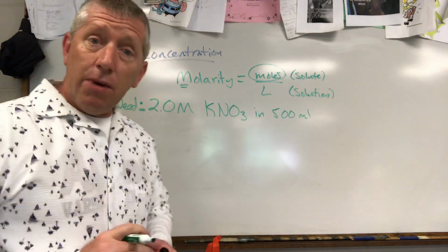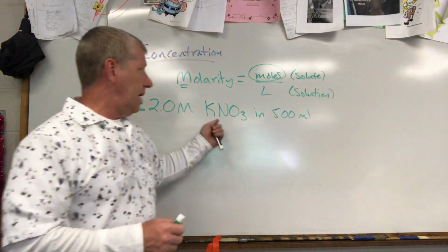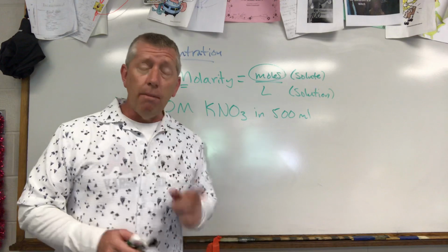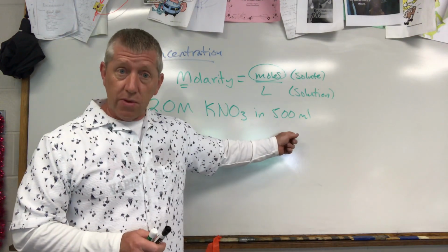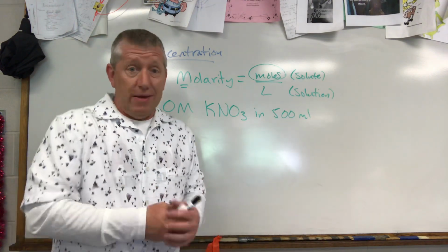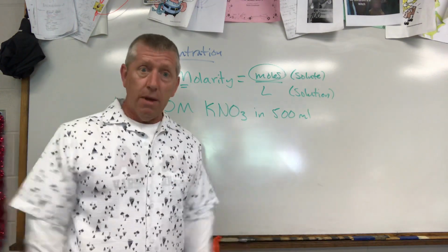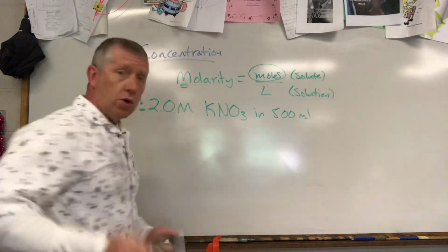So let's figure out how you would do that. You're going to have to go to your chemical cabinet and get some potassium nitrate. Then you're going to have to measure out how much to dissolve in your half a liter, 0.5 liters, of water. How much? Calculate it. You can't just dump it in and hope that's right. So how do we do that? Use our equation.